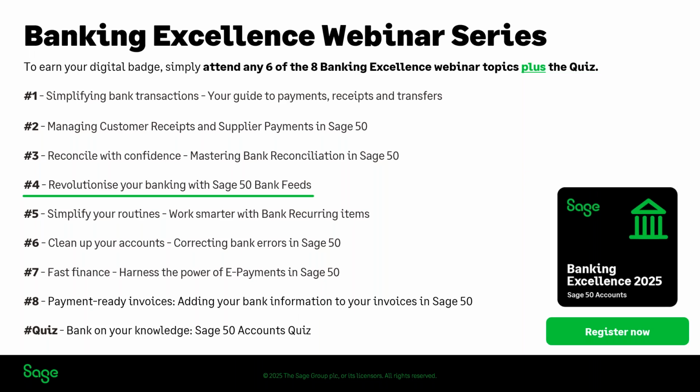Okay, so welcome to those who are new to the badging sessions, and welcome back to those who have earned other digital badges with us with Sage 50 accounts. To earn your digital badge, you need to attend 6 out of the 8 sessions and the quiz. We've done these in the past. People like to use them on their email signature, on social media, or share it with their colleagues, their clients, their customers, to show that you're more proficient with your Sage 50 accounts software.